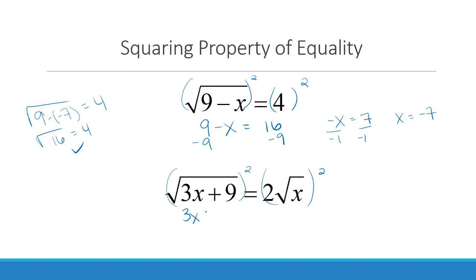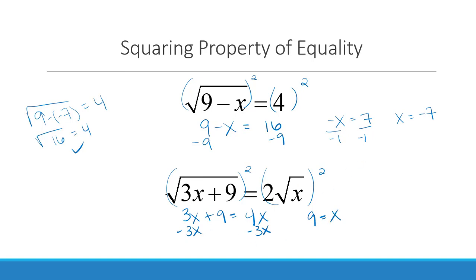This is going to be 3x plus 9. You do want to square the 2 since it's not in the radical. 2 times 2 will give you 4. And then the square root of x squared is just going to give you x. To solve this, I'm going to bring the 3x over. So we get 9 is equal to x.